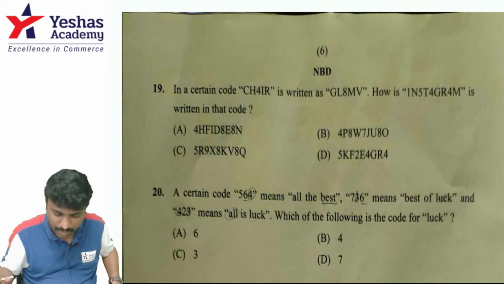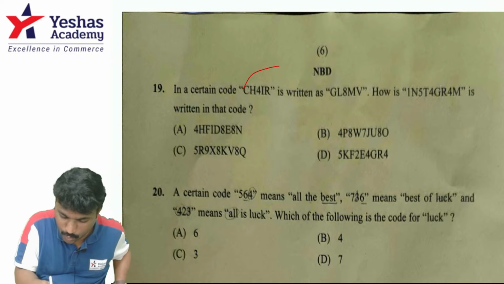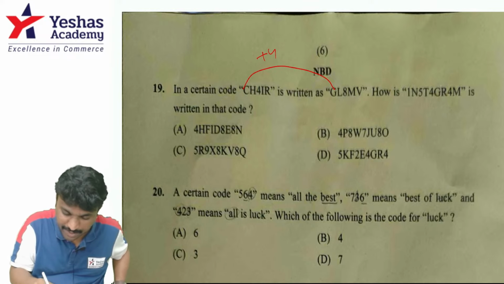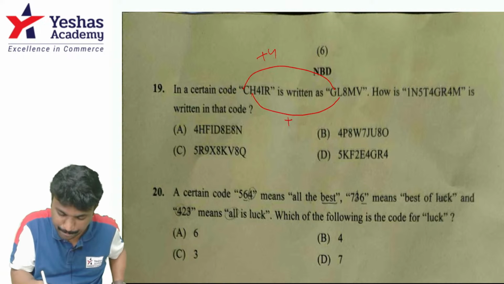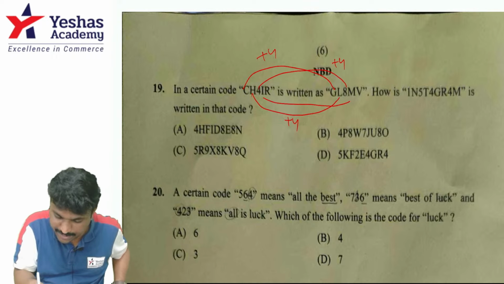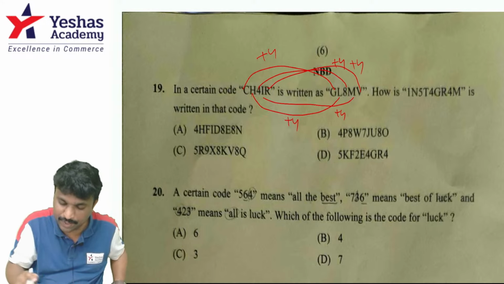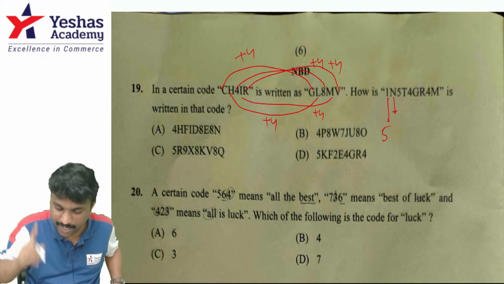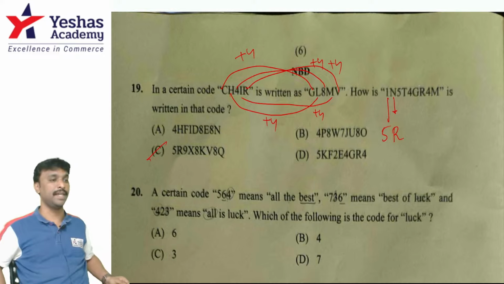Yes, guys, the next question. C is coded as G. C is the third letter, G is the seventh letter, so it's plus 4. H is coded as L, so again it's plus 4. 4 is coded as 8, again plus 4. I is coded as M. I is the ninth letter, M is again plus 4. R is 18 and V is 22, so plus 4. So it's a plus 4 pattern. 1 plus 4 is 5, and N is 14, plus 4 is 18, that is R. So 5R comes in option C. So option C is the right answer.